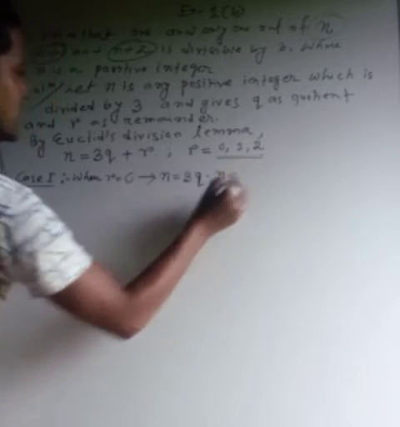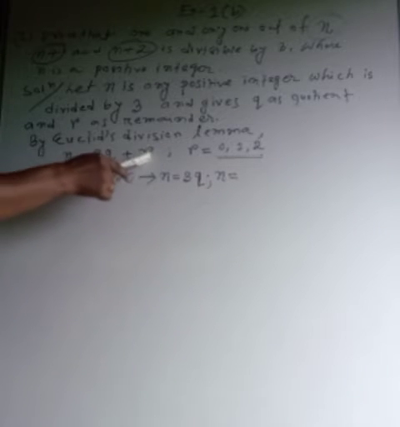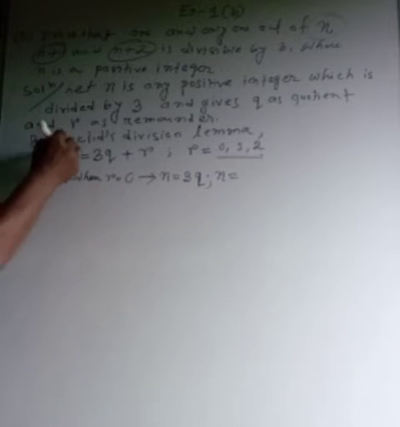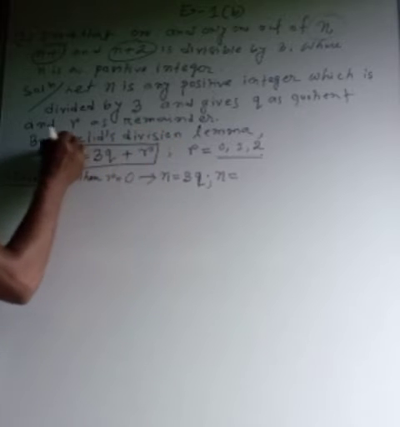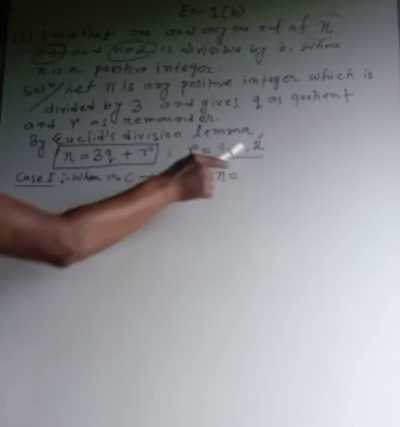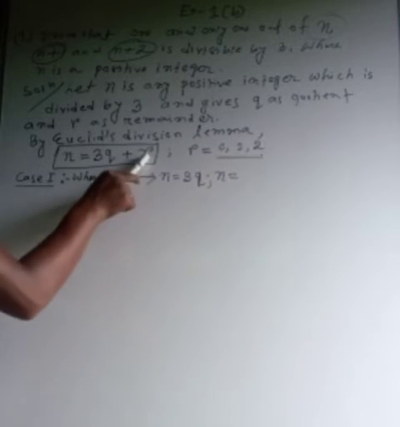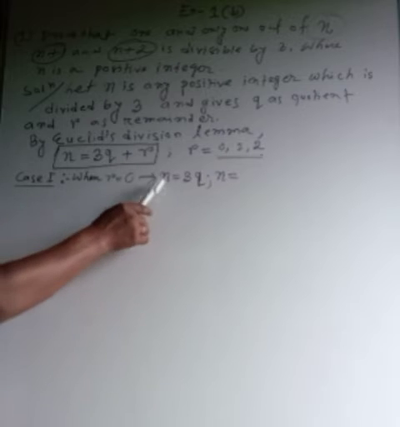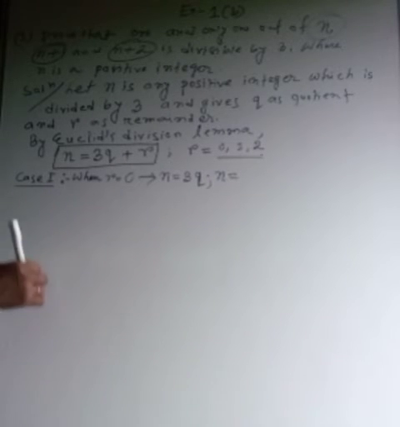When r equals 1, this is the main equation. We have to put the r value here: first time 0, second time 1, third time 2. So 0 we have used.